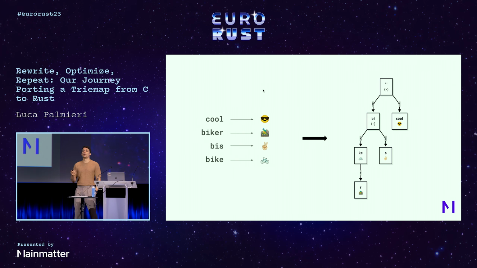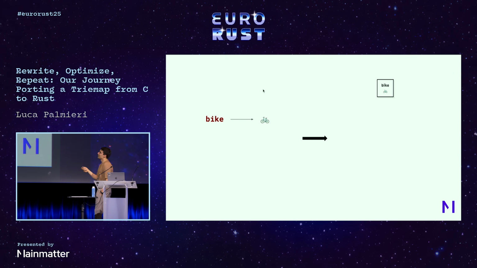Now, let's try to build one TrieMap instance by hand, just so that we are all on the same page of what a TrieMap looks like. We're going to use exactly the key value pairs that I showed you before in the slide, so cool, biker, bis, and bike. And as you can see in this specific slide, little spoiler, it is a tree-based data structure. So there's going to be nodes and edges, and the properties I just mentioned will be encoded in the way that tree is structured. We start with a single key value pair, bike and the bike emoji. Pretty easy. We do one node. That node is going to have a label, which is going to contain the key. So the label is going to be bike, and the payload is going to be the bike emoji.